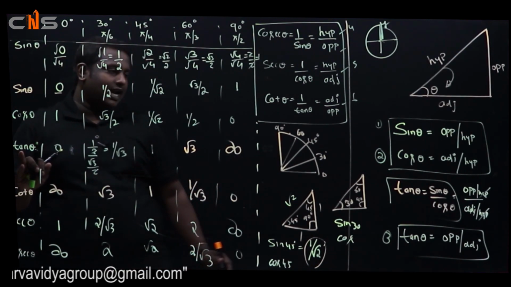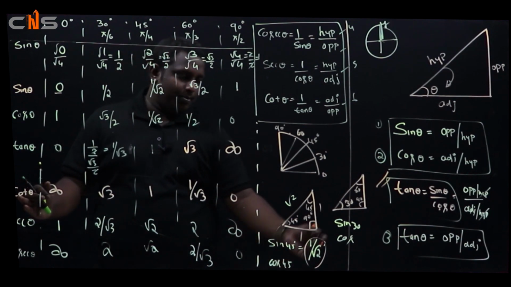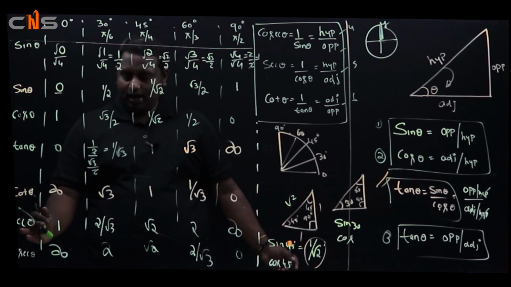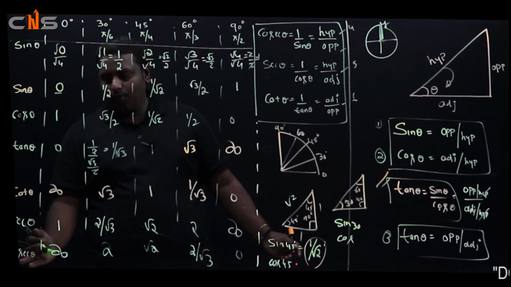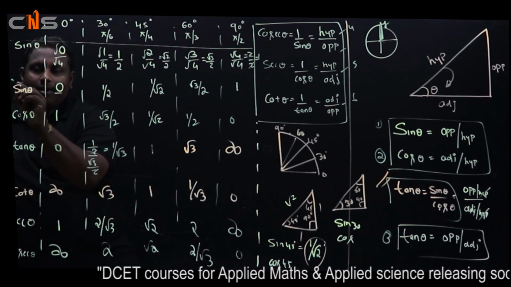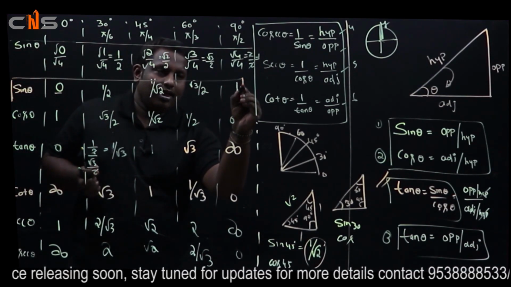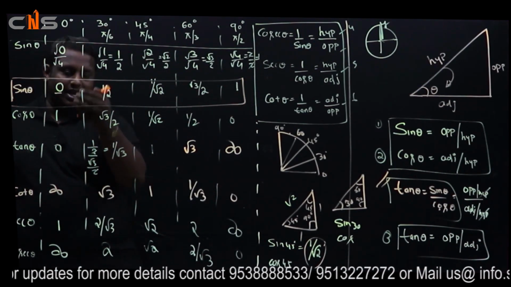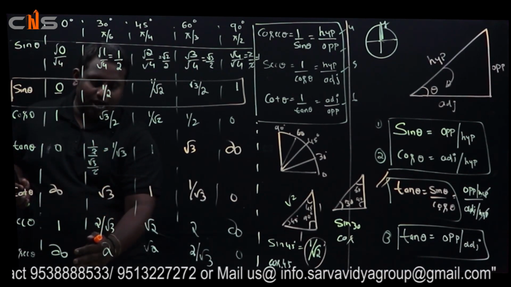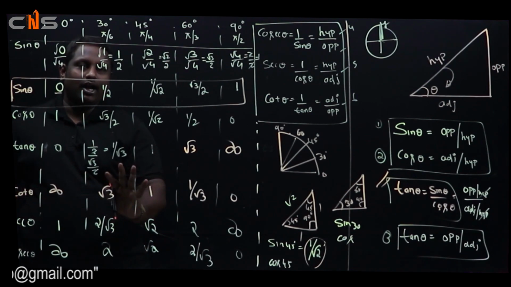So what is tan theta? Tan theta we remember as sin by cos. What is cot? 1 by tan. What is secant? 1 by cos. What is cosecant? 1 by sin. So if we remember this part, that is the sin ratios, we can easily write the remaining trigonometric ratios. Clear with this?